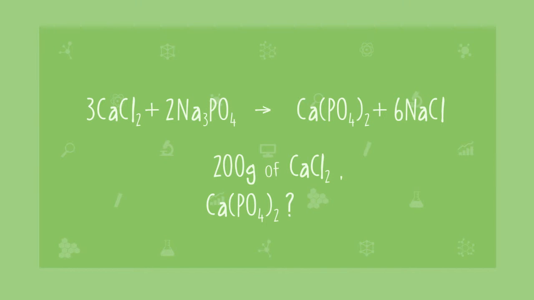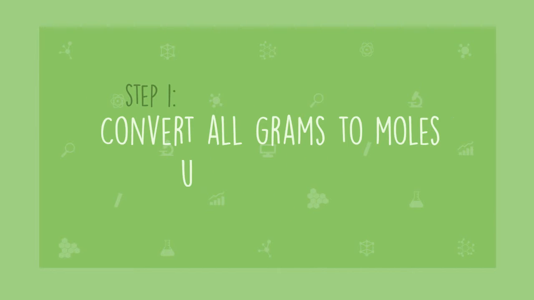So, looking back at our equation here, it says we need 3 moles of calcium chloride to do it. We have 200 grams. I have no idea if that is 3 moles or not, but luckily we have a formula that we know how to use that can convert the grams into moles. The first step in stoichiometry says that you must convert all grams to moles. We can do that using the formula N equals M divided by MW.